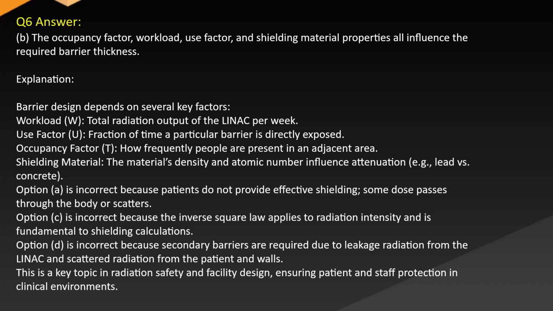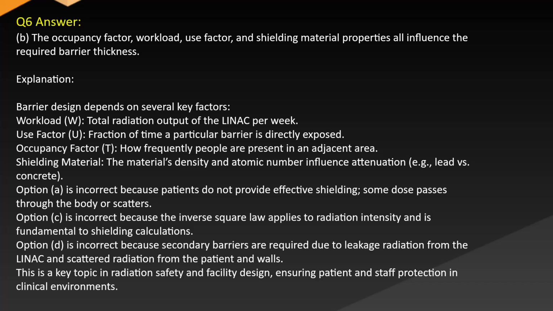E.g. lead versus concrete. Option A is incorrect because patients do not provide effective shielding. Some dose passes through the body or scatters. Option C is incorrect because the inverse square law applies to radiation intensity and is fundamental to shielding calculations. Option D is incorrect because secondary barriers are required due to leakage radiation from the LINAC and scattered radiation from the patient and walls. This is a key topic in radiation safety and facility design, ensuring patient and staff protection in clinical environments.